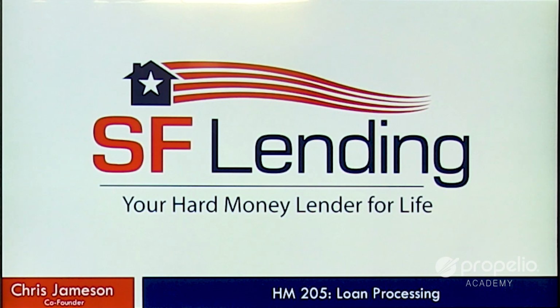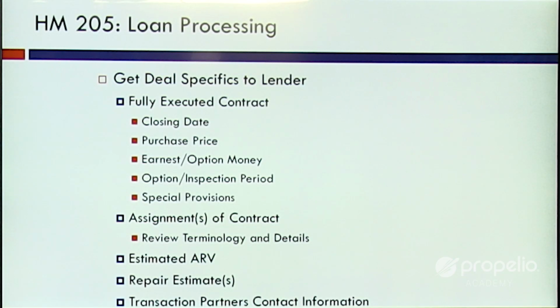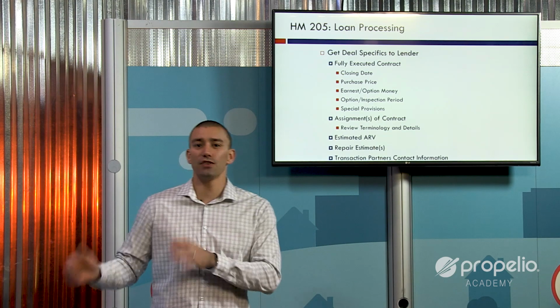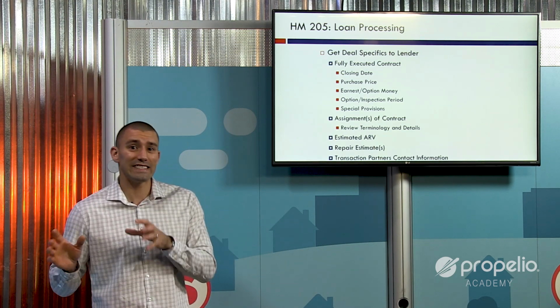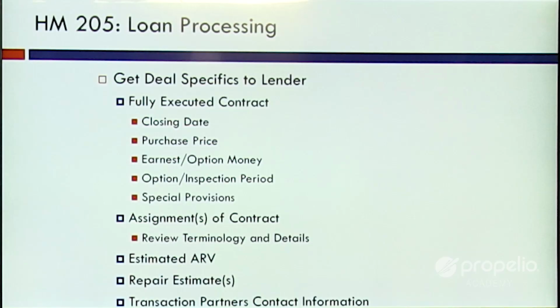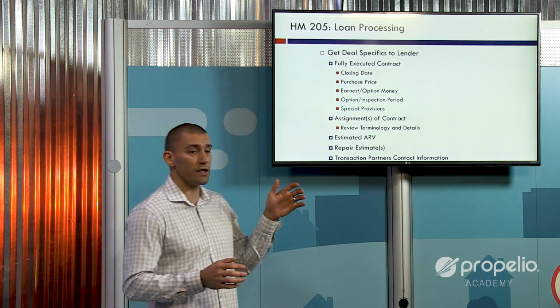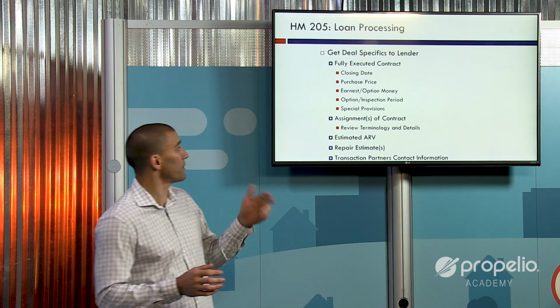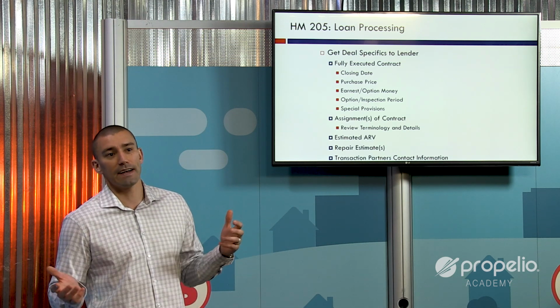Today we're going through Hard Money 205, loan processing. Now, loan processing, at this point you have contracted a property and you're submitting the package to your lender. What you're gonna need to get to the lender is the fully executed contract. This will outline the closing date, the purchase price, earnest money, non-refundable deposit, option period, inspection period, and any kind of special provisions so they know what to look out for up front.